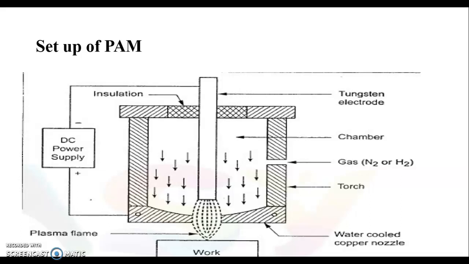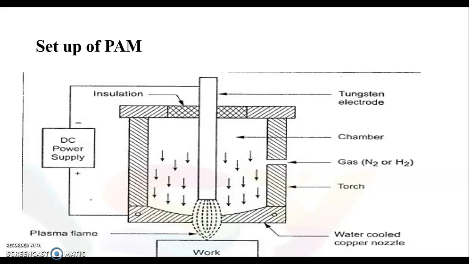Provision is made for circulating water around the torch so that the electrode and nozzle both remain water cooled. A DC power supply of 400 volt and up to 1000 ampere is supplied to the nozzle. When the supply is switched on, a strong arc is struck between the electrode and nozzle and the gas is forced into the chamber. When the gas molecules collide with the high velocity electrons of the arc, plasma is formed and this plasma is forced through the nozzle, that is the anode, onto the workpiece.